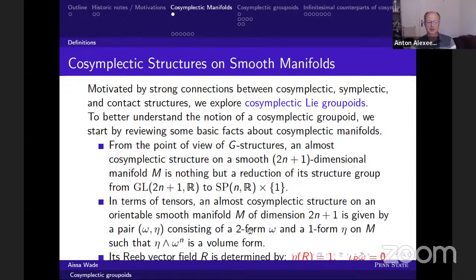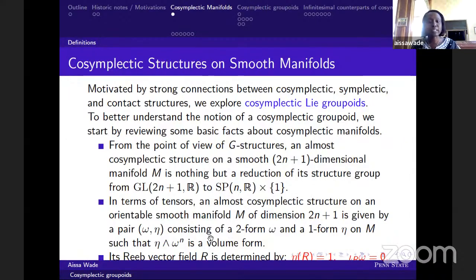Aissa? Yes. I have a naive question. So a contact structure is a particular case. Is it right? A contact structure is a particular case of an almost cosymplectic. Yes. Where the omega is just d eta.